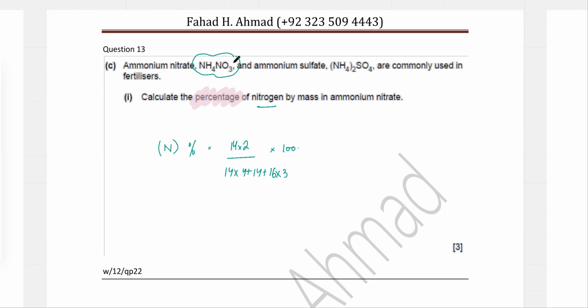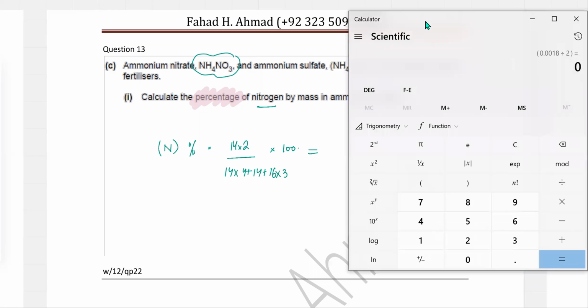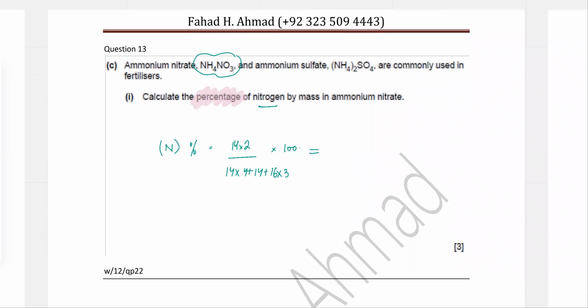So that is how you find the percentage. So what percentage do we get for this? क्या आ रही है इसकी value? I mean, it's going to be 28 divided by, what, 14 times 4, that's 56. I think, Sir, it's 31.81. So 31.8%. ठीक है, 3 significant figures.